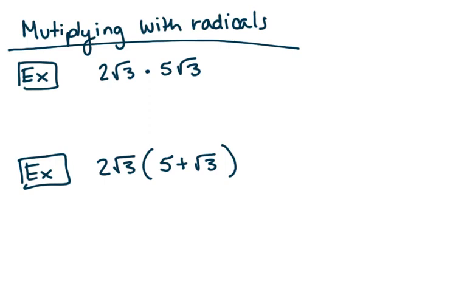Multiplying with radicals is a little bit different than adding and subtracting. When you're multiplying with radicals, you don't have to have like radicals, just like you don't have to have a common denominator when you're multiplying with rational numbers. So with these, you're just going to multiply insides with insides and outsides with outsides.